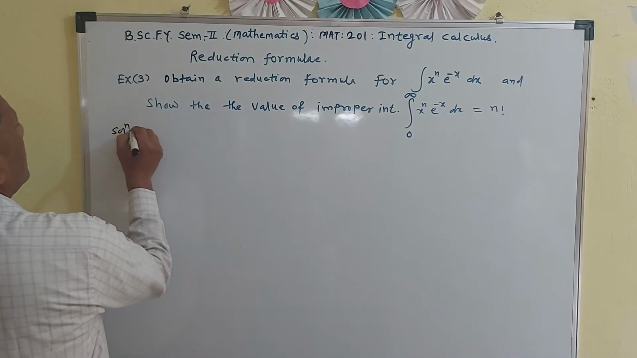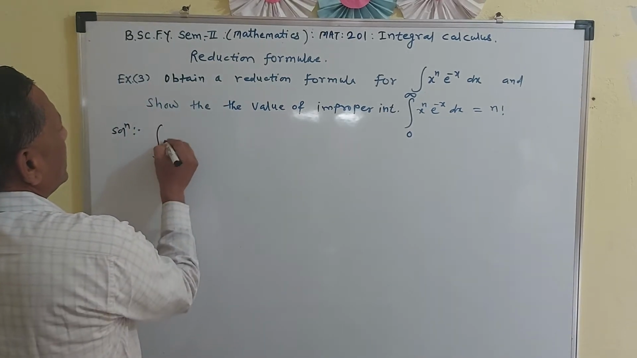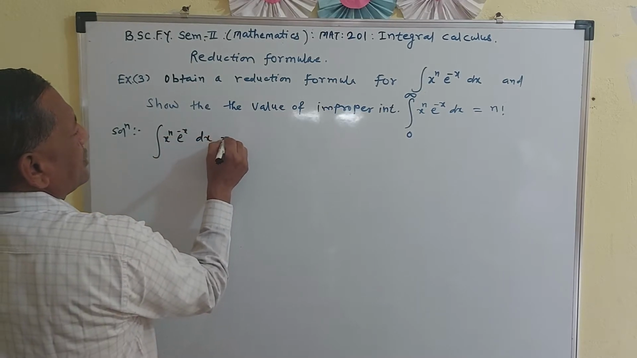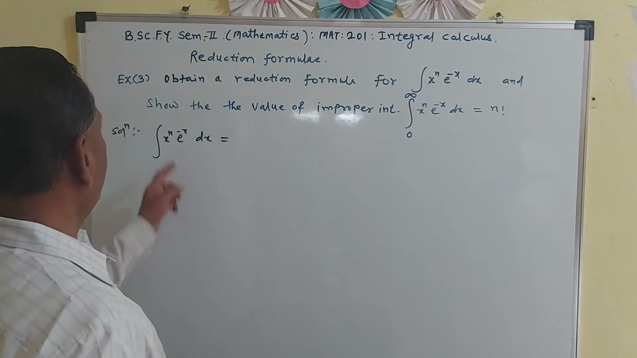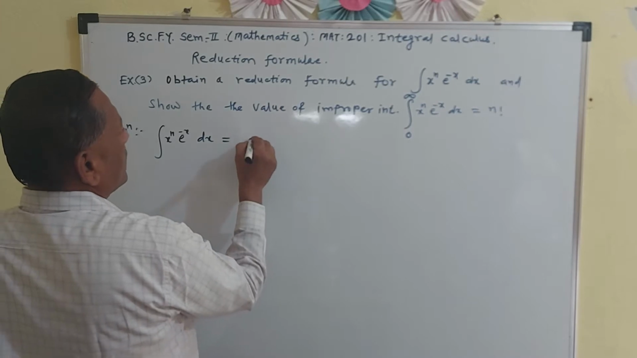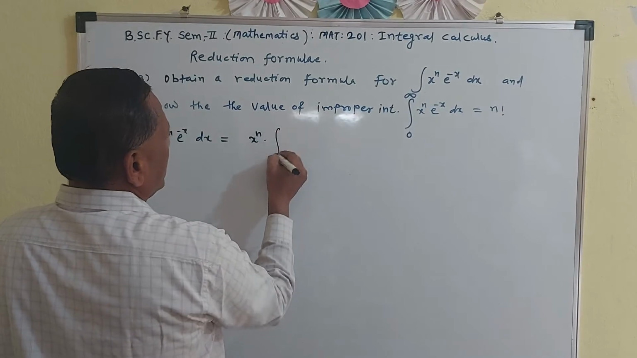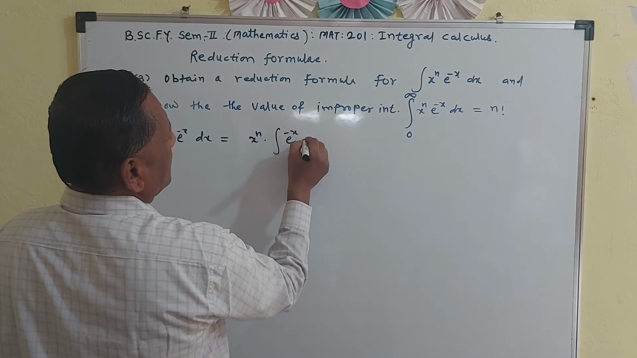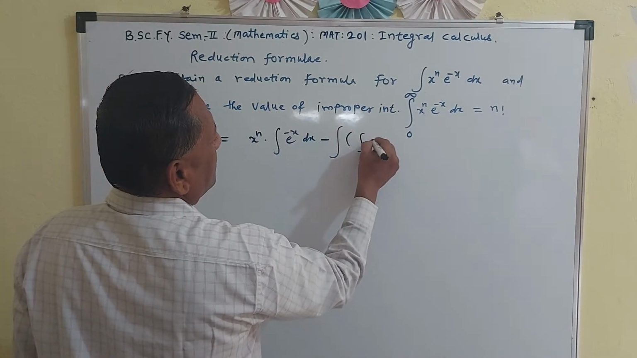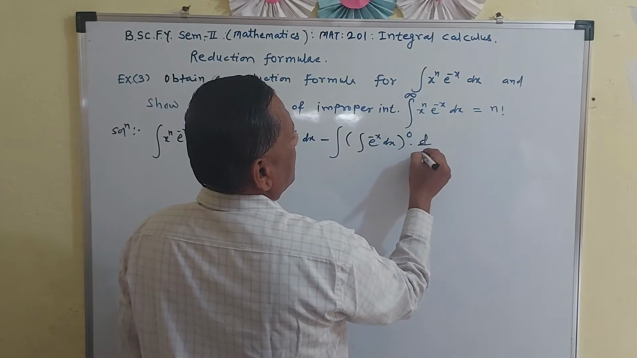Solution. By making use of integration by parts, we have integration of x raised to n into e raised to minus x dx is equal to, again by the LIATE rule, x raised to n is the first function and e raised to minus x is the second function, into integration of e raised to minus x dx, minus integration of integration e raised to minus x dx into the derivative of x raised to n.